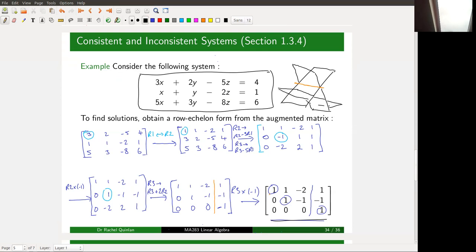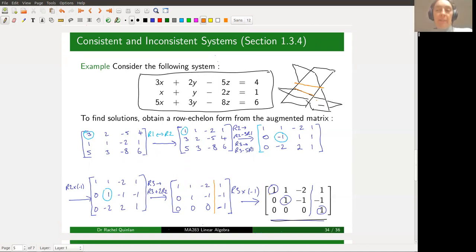So each pair of the planes intersects in a line, but those three lines don't have a common point of intersection. This is a geometric setup with three planes that intersect each other, creating a kind of triangular tunnel. They don't have a common point of intersection, although each pair of them intersects in a line. That's the sort of thing that can happen geometrically when you are dealing with a system of three equations in three variables that don't have a common solution. Of course, another thing that could happen is that all three planes could share a single point of intersection, or they could share a whole line of intersection, and that would be the case where you'd have a free variable.